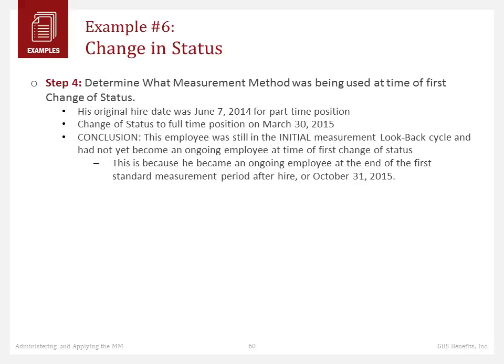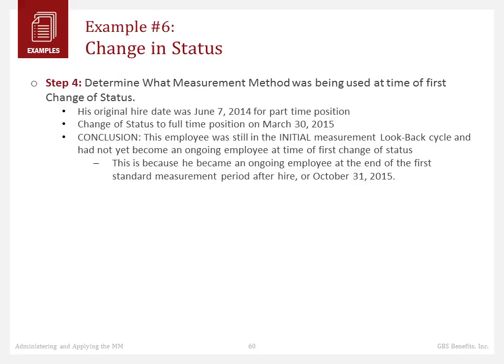Okay, step 4. Determine what measurement method was being used at the time of the first change in status. His original hire date was June 7th, 2014 for the part-time position. The change in status to full-time position started the following year on March 30th, 2015. Conclusion: this employee was still in the initial measurement look-back cycle and had not yet become an ongoing employee at the first change in status.